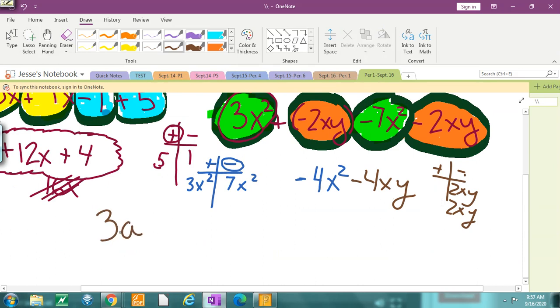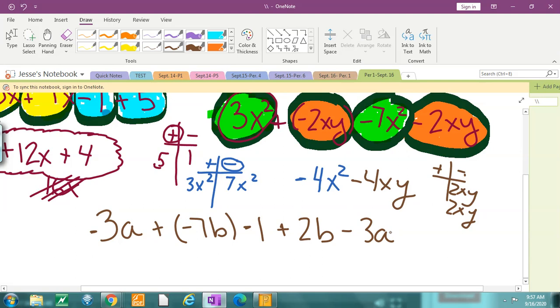So, 3a, negative 3a plus negative 7b minus 1 plus 2b, okay, minus 3a, and that's it. So go ahead and try to do that one by yourself, all right? And then we'll be done for the notes for today, okay? So try to do that one by yourself.